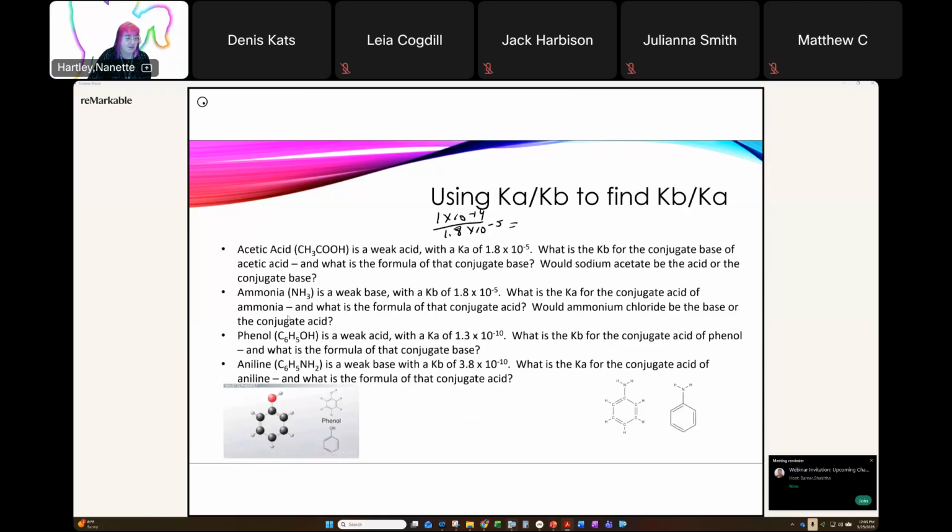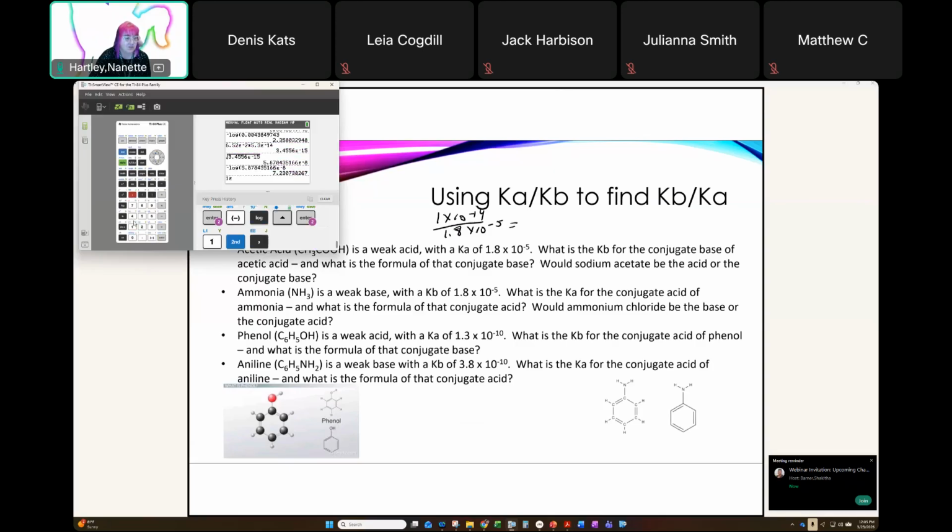So 1 E negative 14 divided by 1.8 E negative 5th. And that gives me 5.55 times 10 to the minus 10. And technically, I should report this as 5.6. It should have the same number of sig figs as what I started with. And I could do the same for these two values right here.